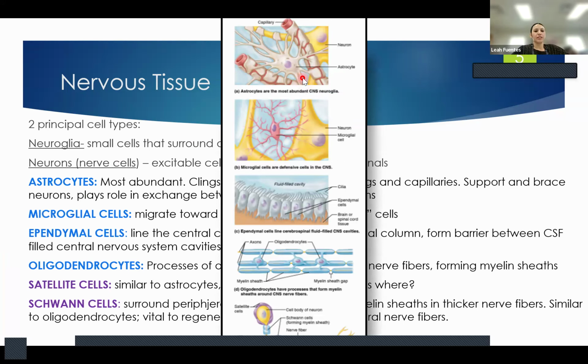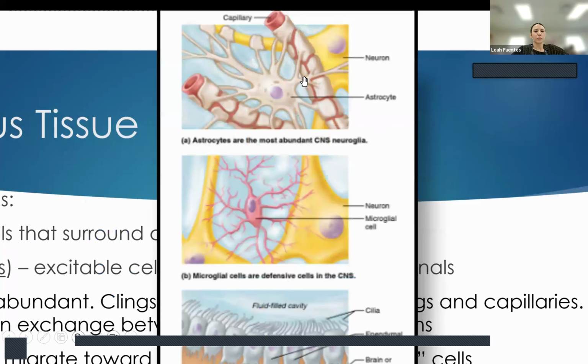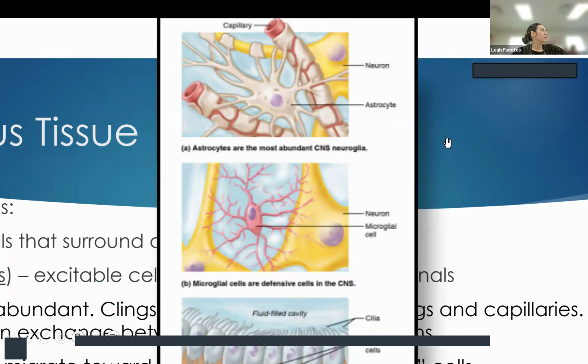And then if you're able to see it, this is what those kind of look like. This may be more in your lab, but I wouldn't be surprised if this showed up on your lecture exam. These up here are your astrocytes. We can see those capillaries here. And then the neuron.